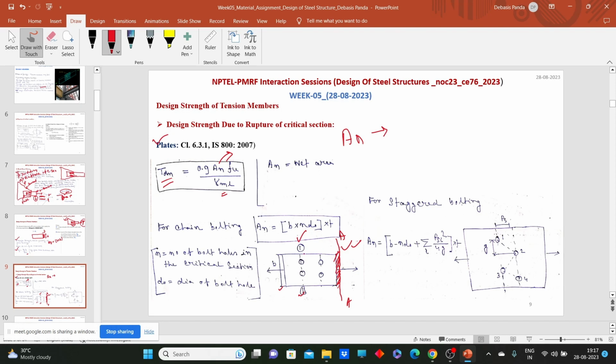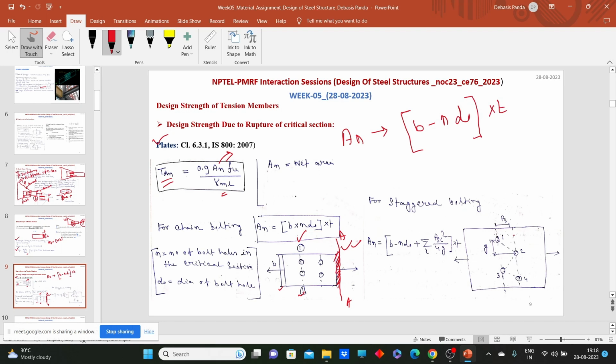So the net area for chain bolting, we have learned how to calculate. It is an easy thing: B minus n into d naught, how many bolt holes we have made here, multiplied by t. This is for the chain bolting.